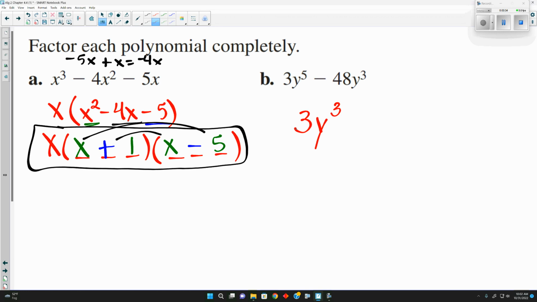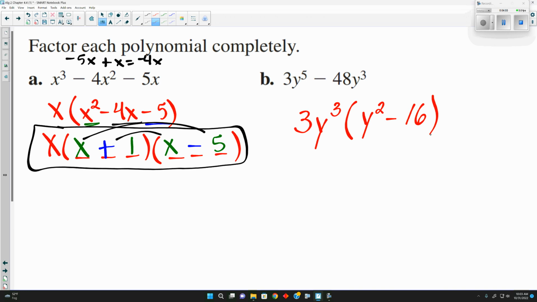And if we factor this out, 3 factored out of 3 is just going to be 1. If we take 3 y's out of 3y to the 5th, we're left with y squared. Minus 48 divided by 3 is going to be 16. And if we take 3 y's out of y to the 3rd, we're left with 1. We don't have any left. Questions on this here?